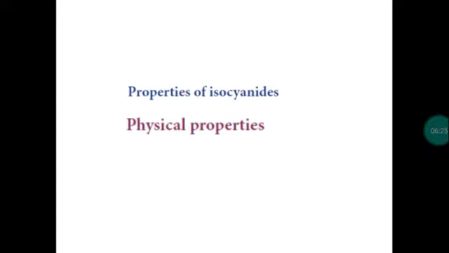Next, physical properties. As we told already, cyanides are poisonous in nature. In the same way, isocyanates are also poisonous in nature. And we know the mechanism: when we take cyanide, it leads to death because it occupies the position of oxygen in the hemoglobin. So cyanides as well as isocyanates are highly poisonous in nature. As for the physical state, mostly the lower members are liquids, colorless, unpleasant-smelling liquids.